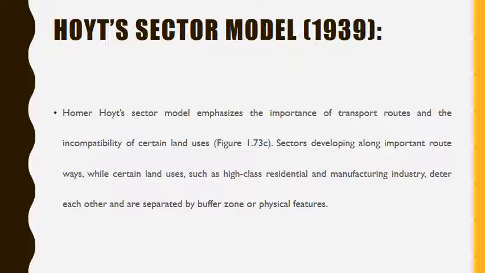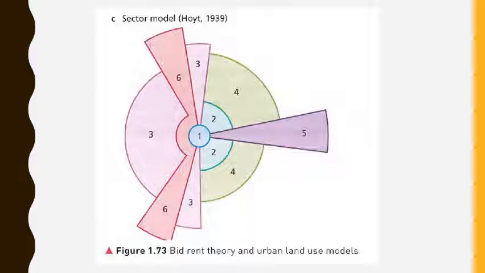Hoyt's sector model, 1939. Homer Hoyt's sector model emphasized the importance of transport routes and the incompatibility of certain land uses, in picture 1.73c. Sectors develop along important routeways, while certain land uses, such as high-class residential and manufacturing industry, deter each other and are separated by buffer zones or physical features. Here you can see picture 1.73c, sector model, Hoyt, 1939.